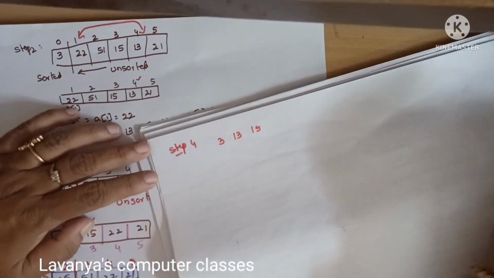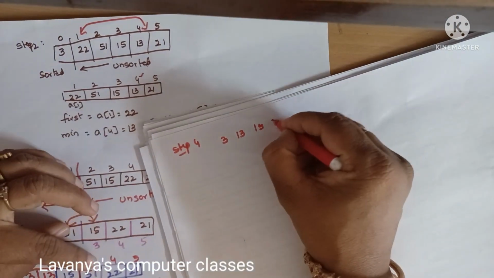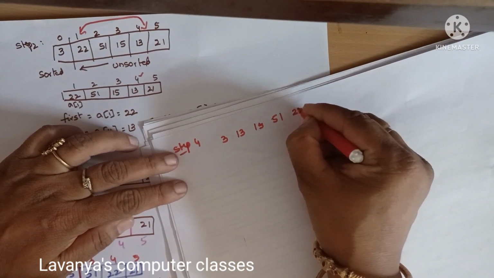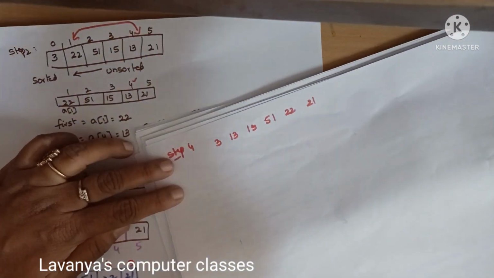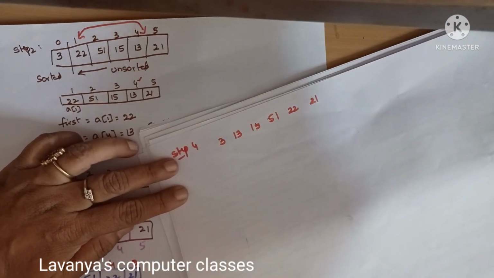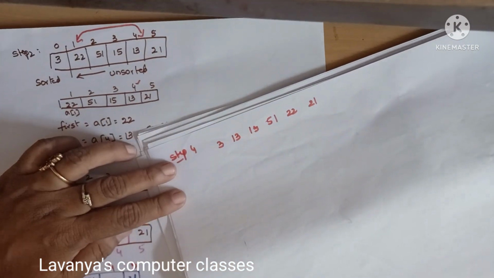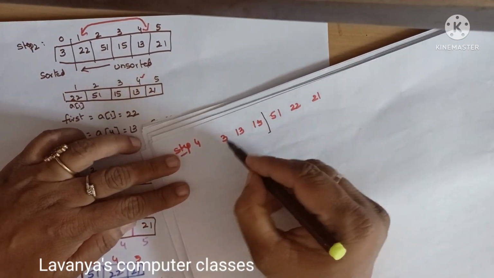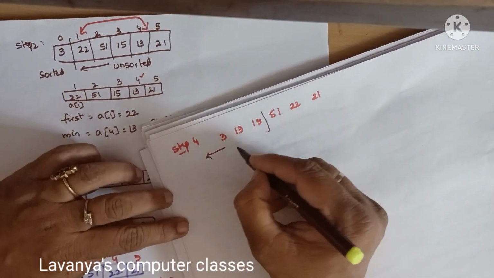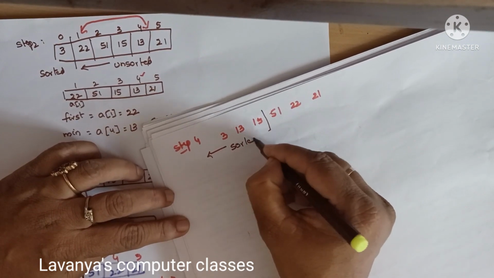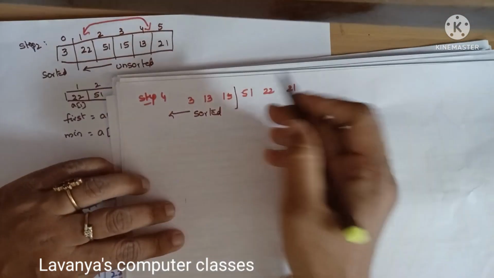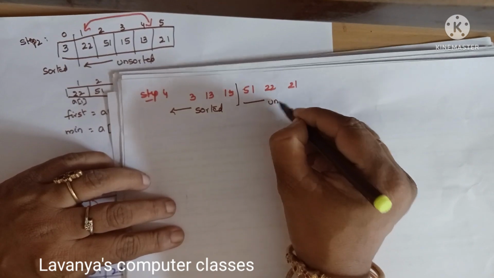Step 4: 3, 13, 15. Already these elements are in order. And again 51, 22, 21. So in these elements some are in order and some are not in order, so divided into two parts. These are the sorted manner and these are the unsorted manner.